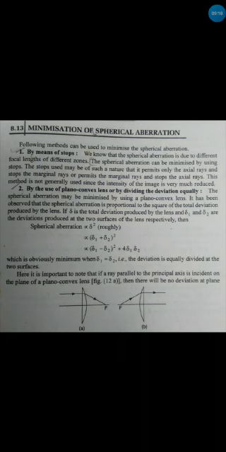That means if delta 1 is the deviation produced by the first lens and delta 2 is the deviation produced by the second lens when two lenses are used, then spherical aberration is proportional to the square of delta, which is equal to (delta 1 plus delta 2) whole square. So it is equal to (delta 1 minus delta 2) whole square plus 4 delta 1 delta 2, which is obviously minimum when delta 1 equals delta 2, that is, the deviation is equally divided at the two surfaces. Therefore spherical aberration is minimized by using two plano-convex lenses in this way.